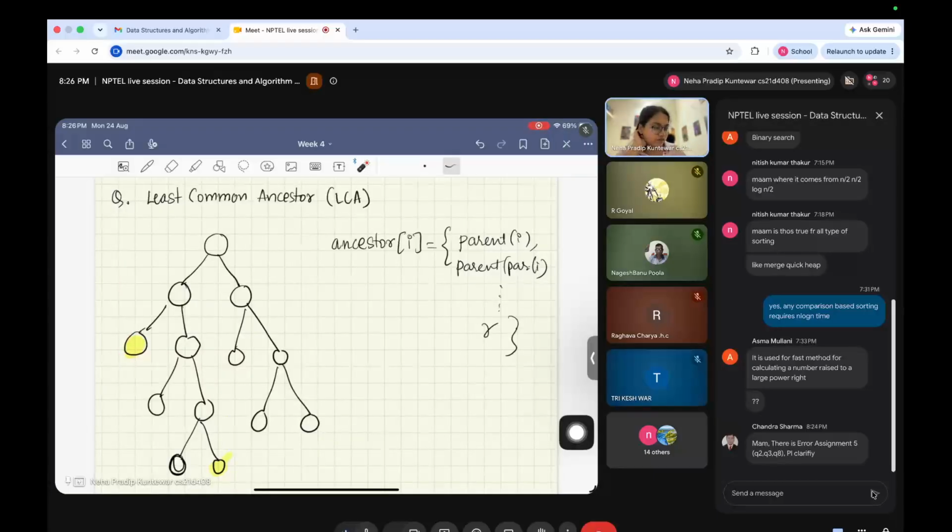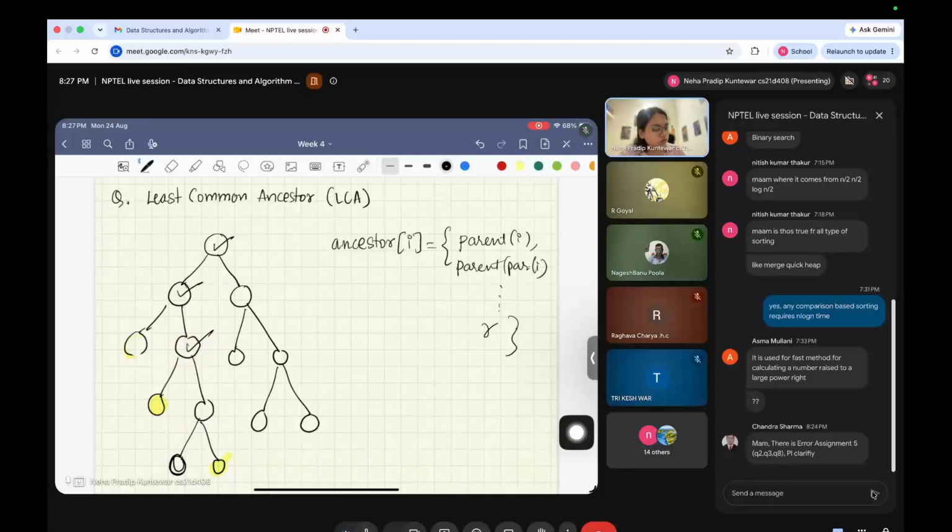If I were to change this to this node, then of course this is an ancestor for both these nodes. This is also an ancestor for both these nodes. This is also an ancestor for both these nodes, but this is not. This is only a parent of this, but not of this. So the least common ancestor for us is this. Find a common ancestor as low as possible. That's your answer, and output that. So in this case, the output should be this one.